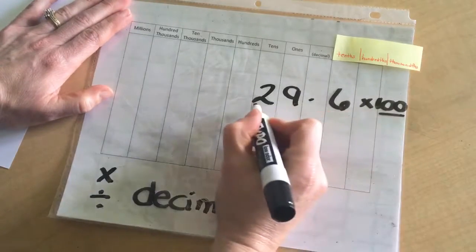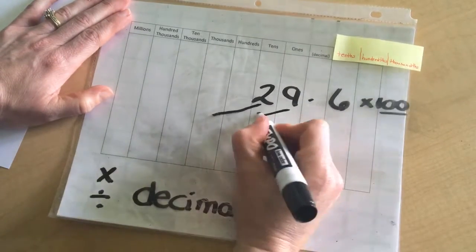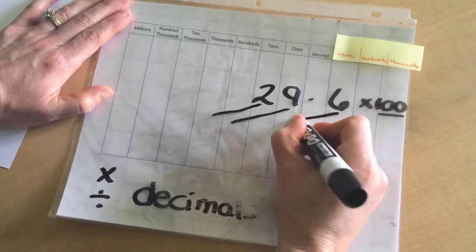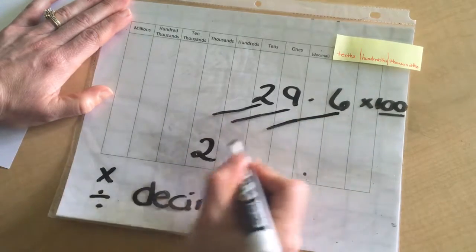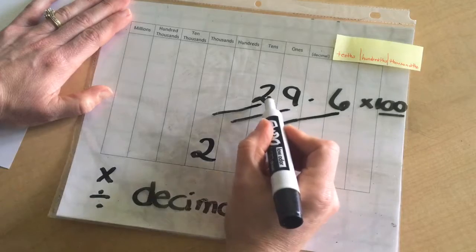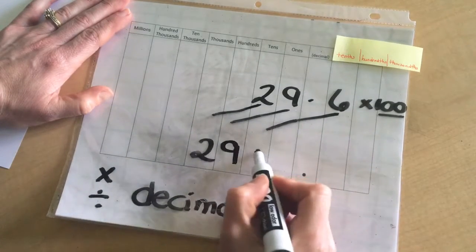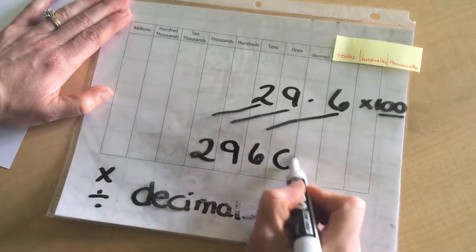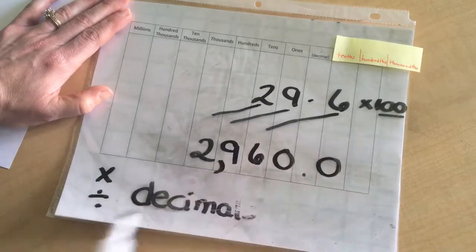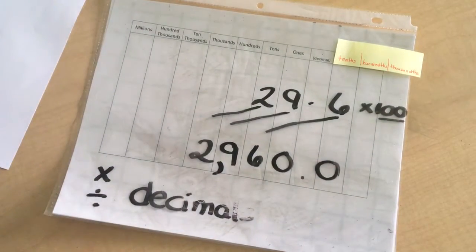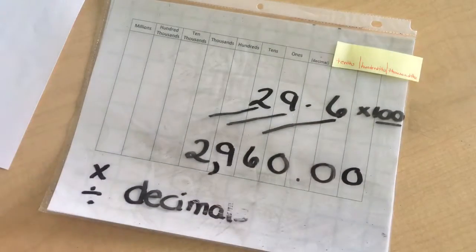Hopefully you found that times 100 takes you 2 spots. And you have 2 now thousands, because it would have been 200 tens, which is 2 thousands, 9 hundreds, and 6 tens, which gives you the number 2,960. And there is no tenths or hundredths.